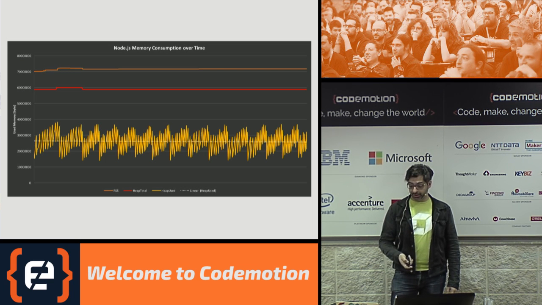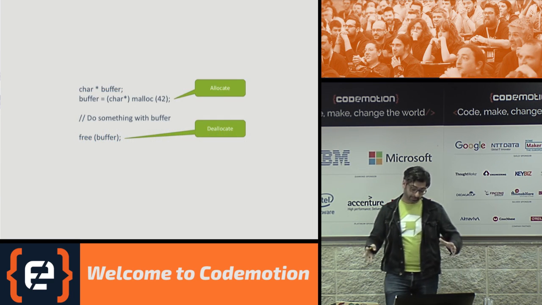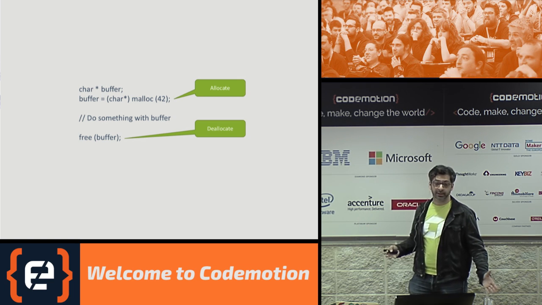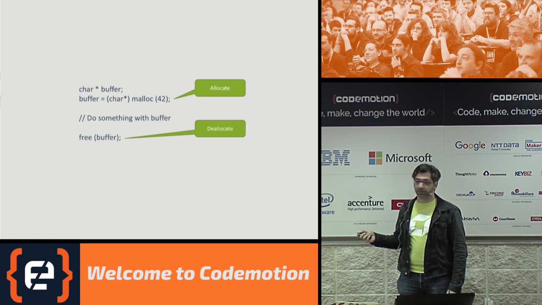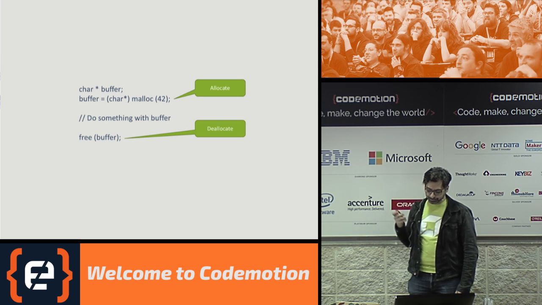Talking about memory management, it makes sense to go back to the roots and look at how C does it, for instance. Every time you want to use memory, you have to allocate it. And every time you want to get rid of memory, you have to deallocate it. Makes sense.